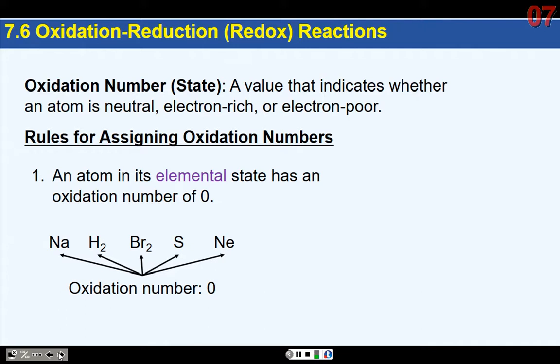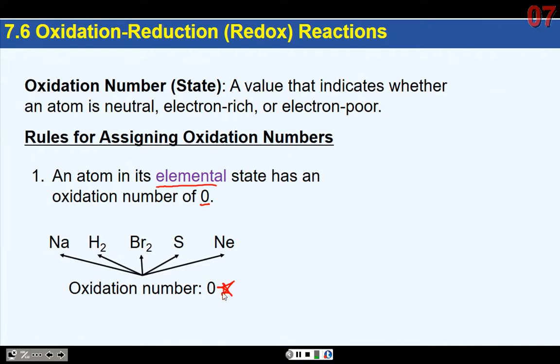So there's a set of them. Here goes. First one, any atom in its elemental state has an oxidation number of 0. So sodium, hydrogen, bromine, sulfur, neon. It doesn't matter if they're diatomic, such as the hydrogen and bromine. For any element, the oxidation number is always going to be 0. So don't think any harder. If you see something in its elemental form, that's where it is.